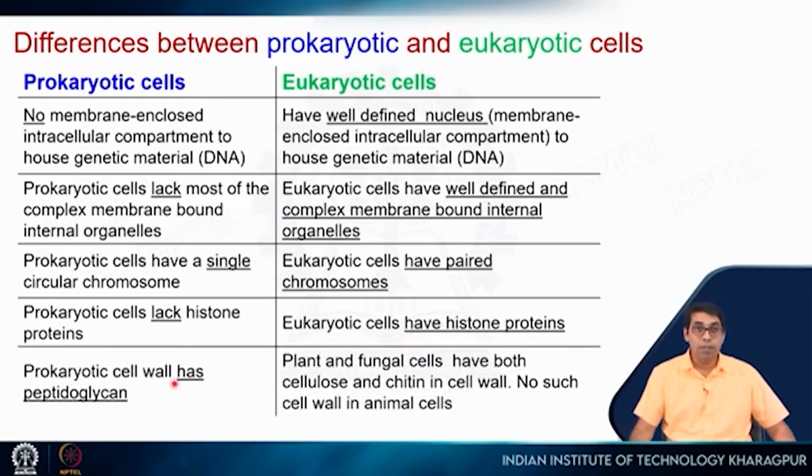And finally, prokaryotes have a peptidoglycan cell wall. Plant and fungal cells have cellulose and chitin in the cell wall, but no such cell walls are present in animals. So, we do not have cell walls, and this becomes very important because we can target this peptidoglycan cell wall to kill pathogenic bacteria. Since we do not have that, any molecule which targets a cell wall will not cause any harm to us. But of course, you have to remember that they will also kill the good bacteria which are present in our body.